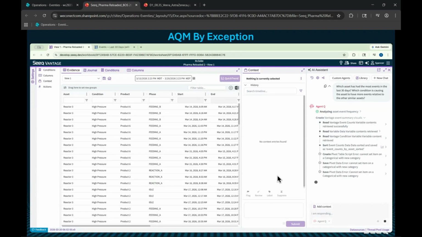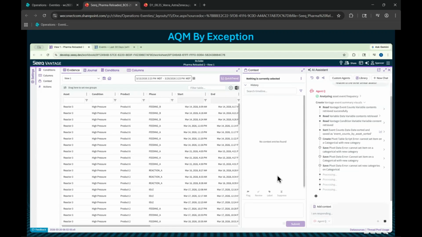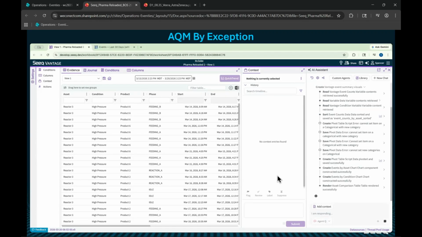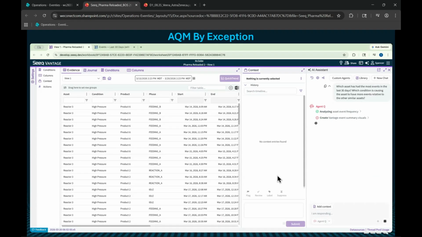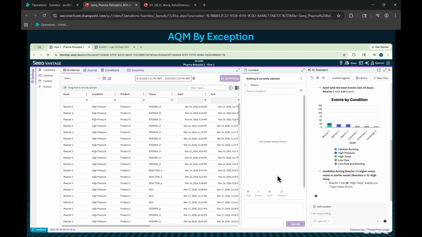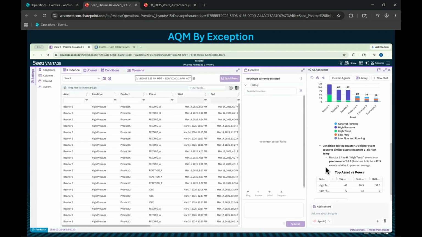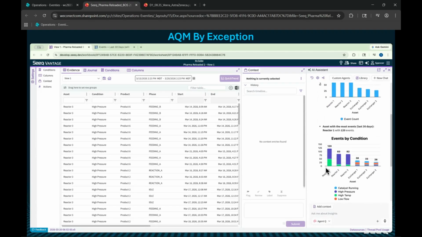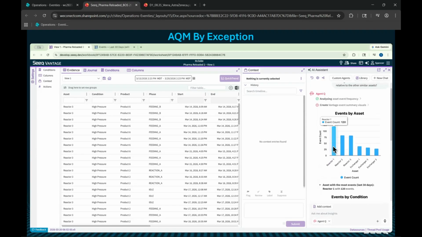What product were we producing? 1, 2, 3. What phase in that process were we in? So we're feeding in product A, we're feeding in product B, whatever it might be. And you see Agent Q going through here, querying hundreds of events. You could very easily scale this to thousands of events, generating the high-level insights so we know where to start with our root cause analysis.